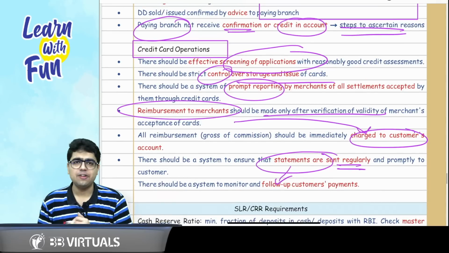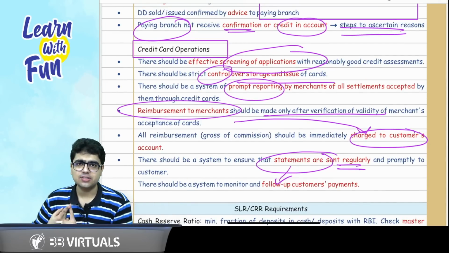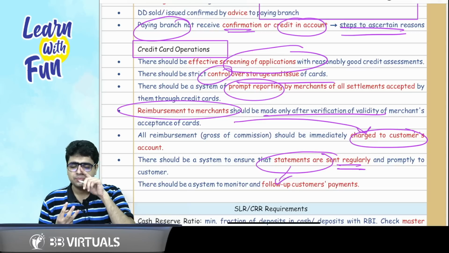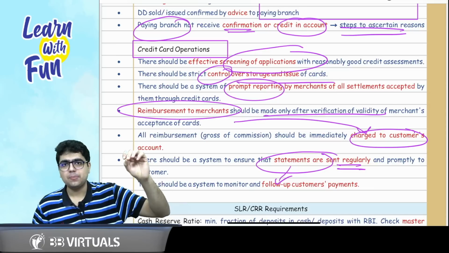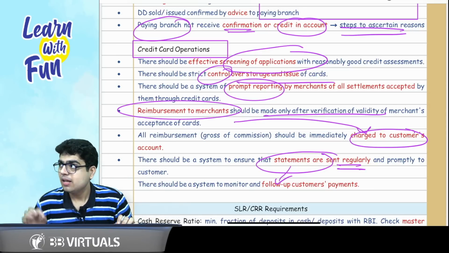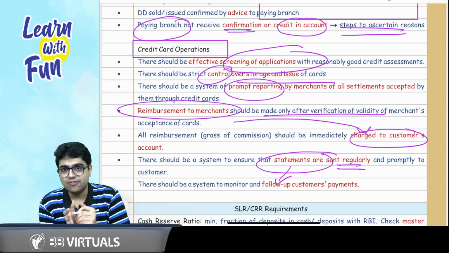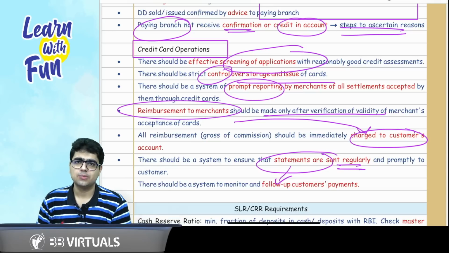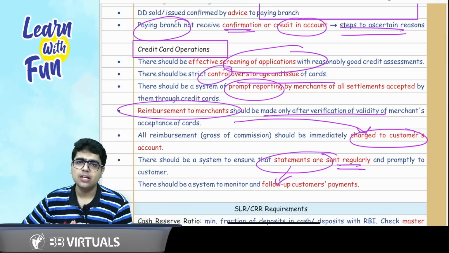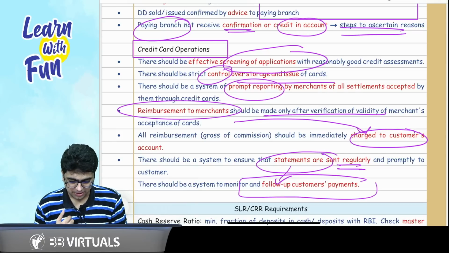So if a 4 or 5 marker question is asked, please make sure you are writing the exact 4 or 5 points out of this. Effective screening of applications, control over storage and issue of cards. Then comes the point of prompt reporting. Whenever I swipe a card at the merchant, there should be prompt reporting to the bank. Then the bank should reimburse the merchant only after verifying that the payment has been genuine, and once they reimburse, they will charge to the customer account. For all the monthly charges, a monthly statement should be sent regularly to the customer, and if the customer doesn't pay on time, follow-up should be done for the customer's payment.